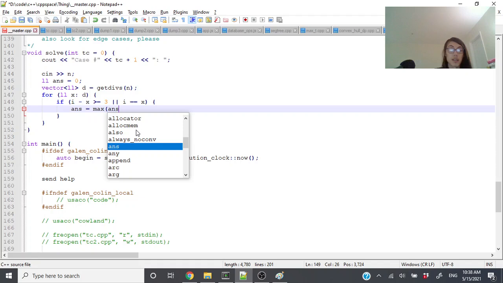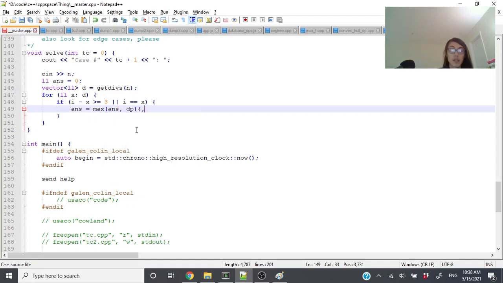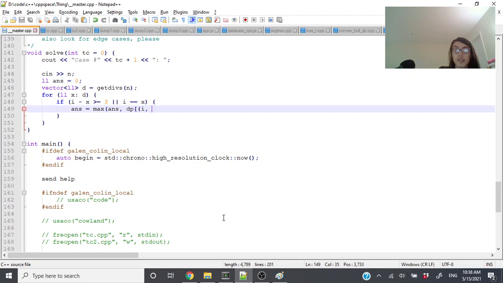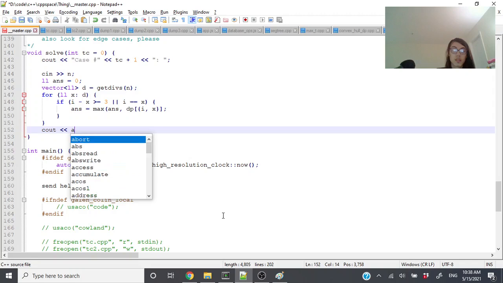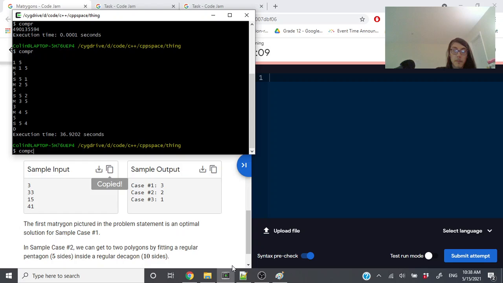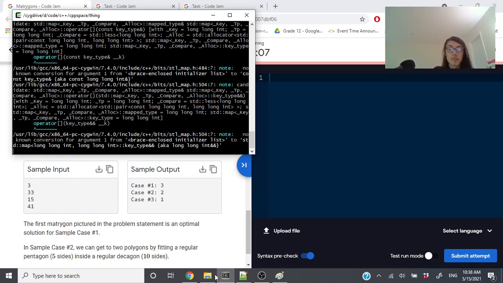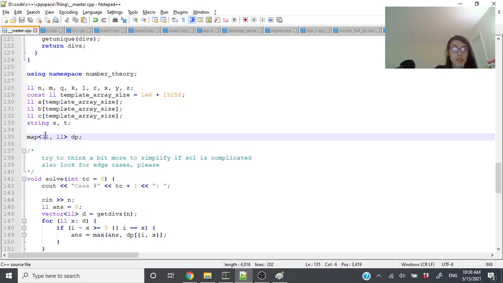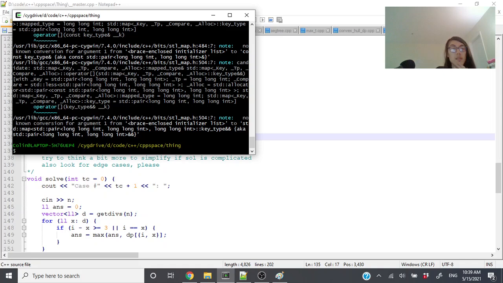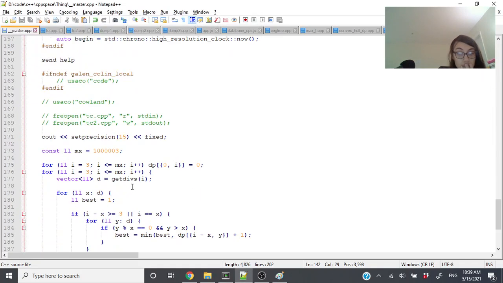ans equals max ans dp i. It's sort of messed up. It's like the next polygon we're going to take is this. It's not exactly the last polygon. x. So I guess we'll see. Okay. Right. The map pairs. Something is still messed up.